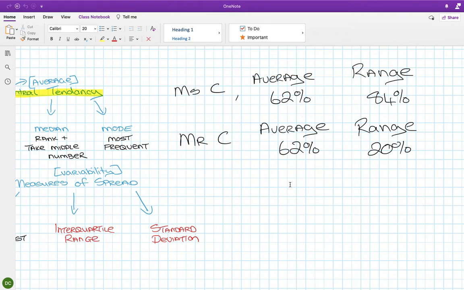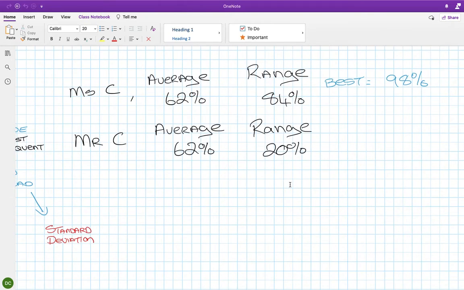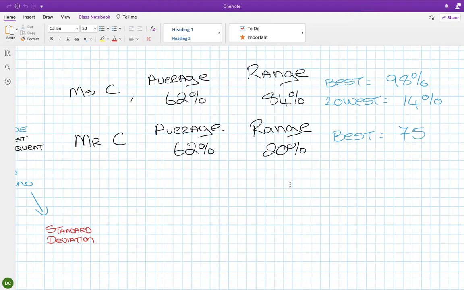Okay, so say my best student, the student who scored the highest, got 98%, which is amazing. That means the lowest grade in my class was 14%. Okay? Whereas if we look at Mr. Cummins' class, maybe his best grade was only 75%, but his lowest grade was 55%.